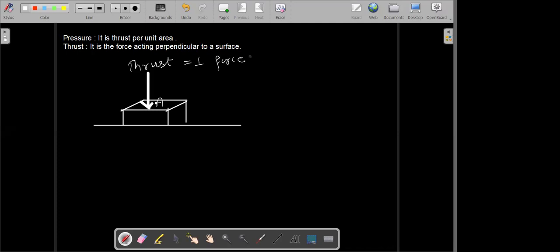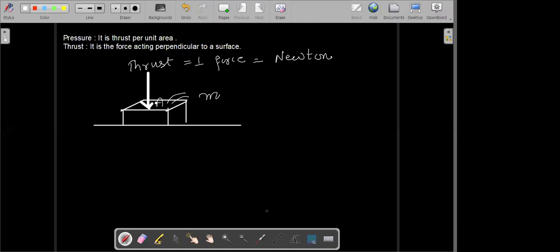Okay, and what is the unit for force? In what units do we measure force? Newton. The unit for force is Newton. So force is measured in Newton. Got it? So thrust means the perpendicular force which will be measured in Newton. We can also say thrust is equal to force, but it has to be the perpendicular force.